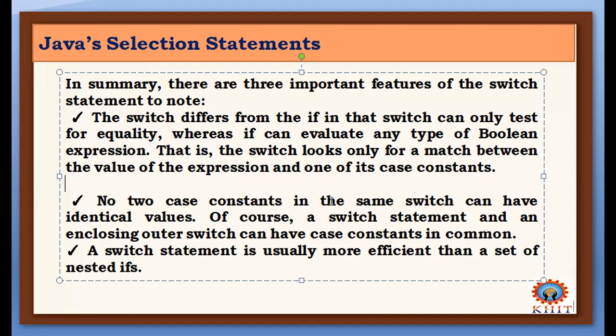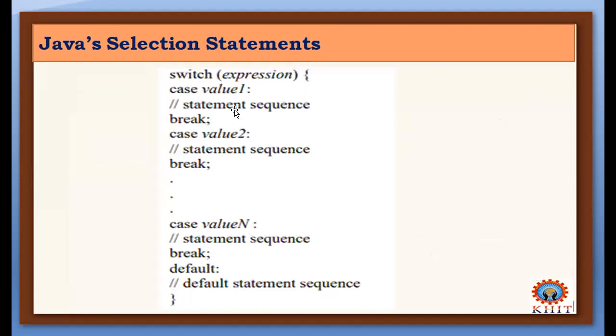Then, no two case constants in the same switch can have identical values. Like I told you, you should not put 1 here and 1 here, in both. So this is 1 and this is 2.